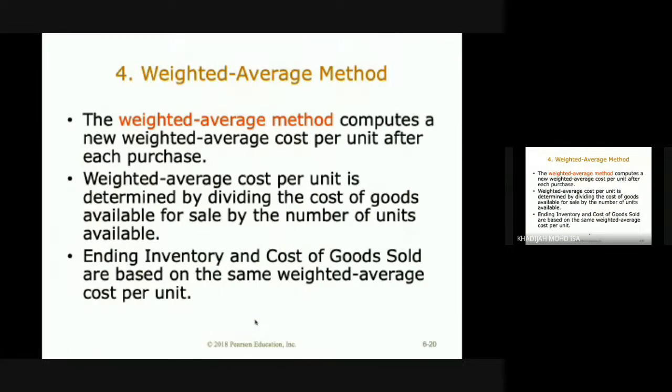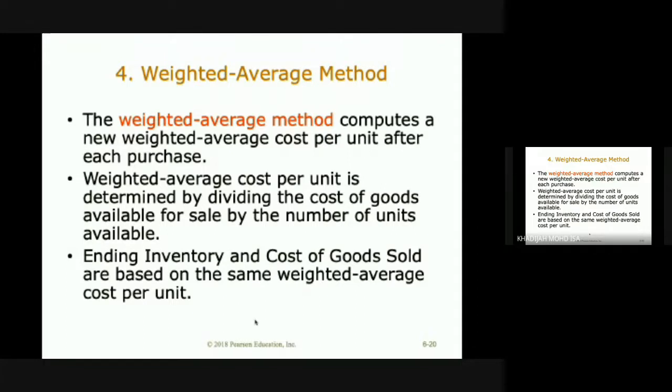The weighted average method computes a new weighted average cost per unit after each purchase. What does it mean by weighted average? It means the average cost. So how do you get the average cost? It means that the total cost divided by the number of units, then you get the weighted average cost. So they are combining the old cost plus the new cost, so you get the average cost. Does that make sense? Total cost divided by the number of units that you have.